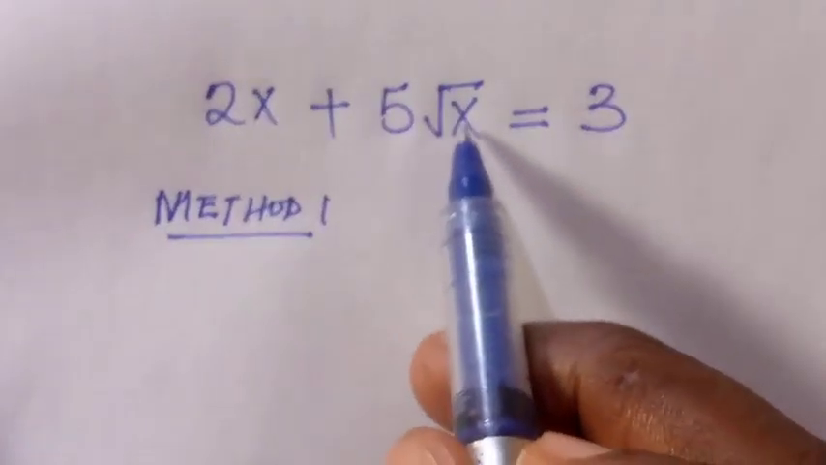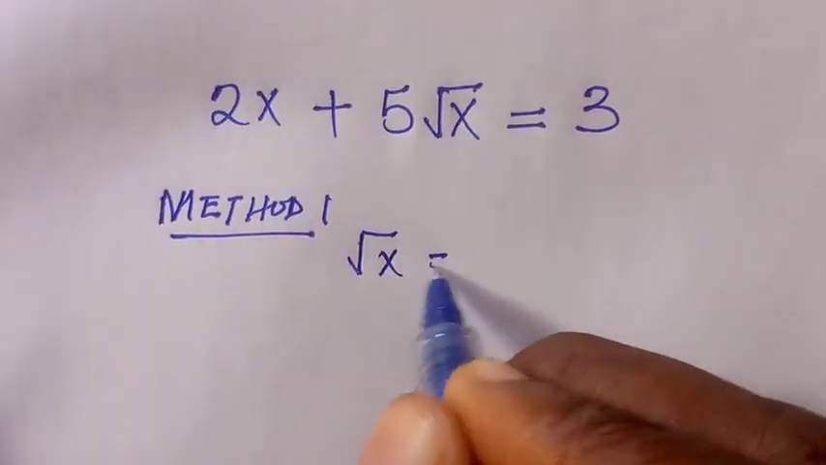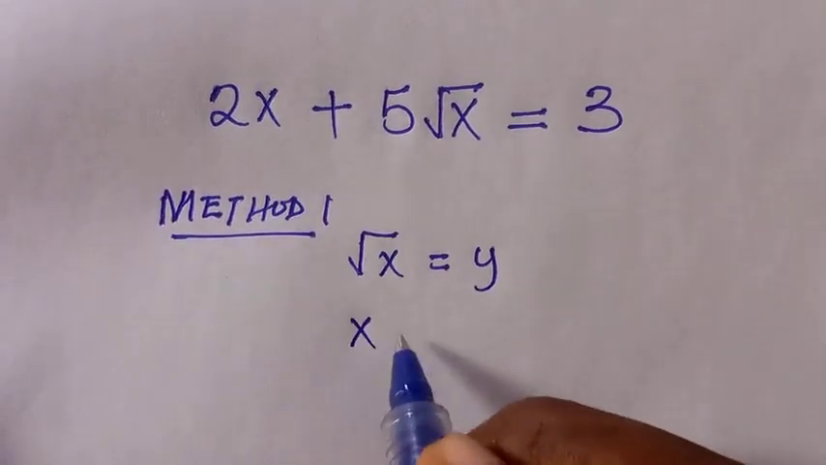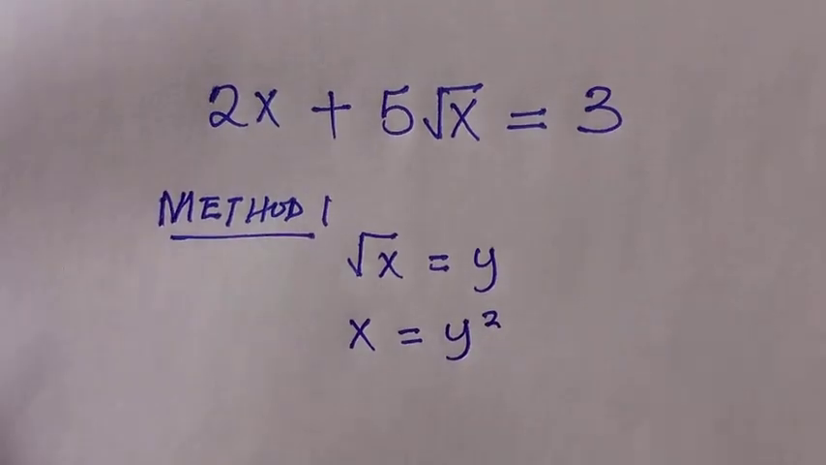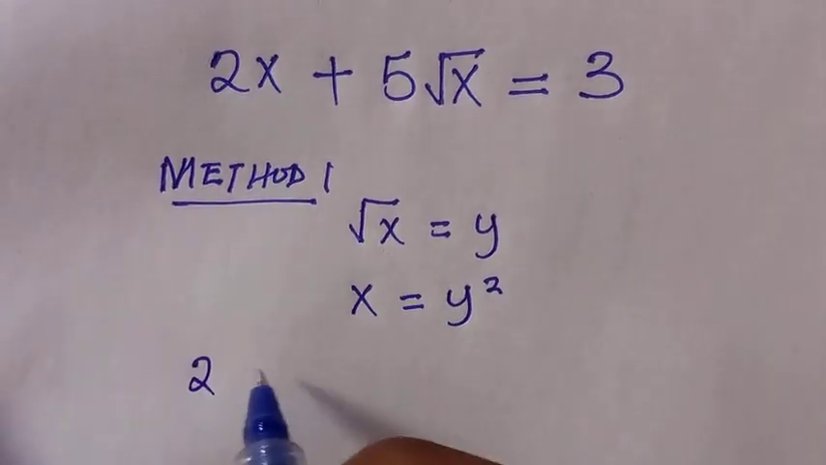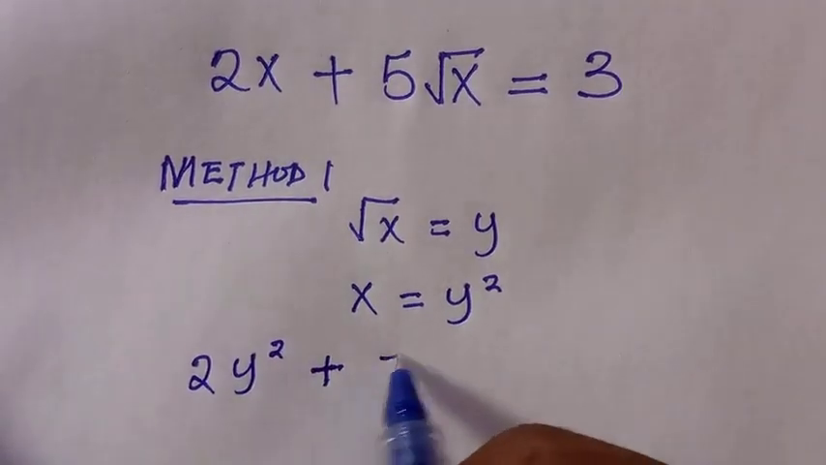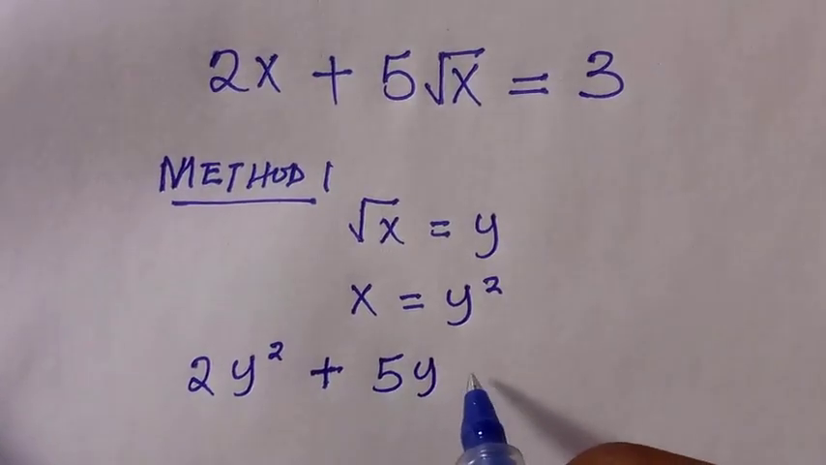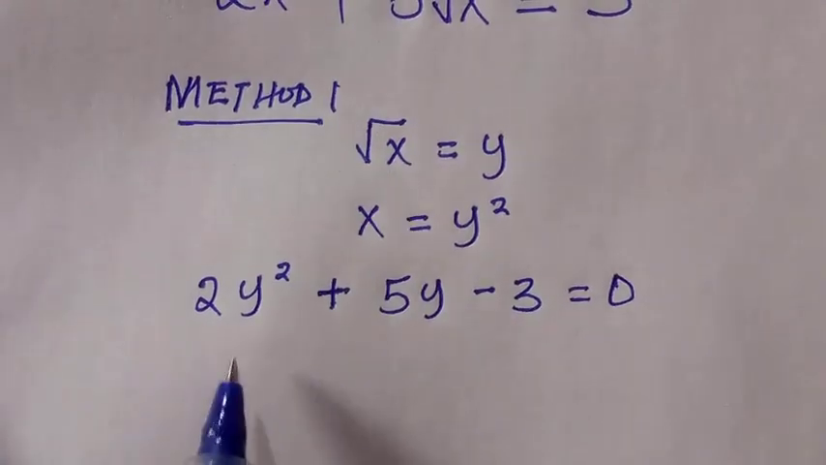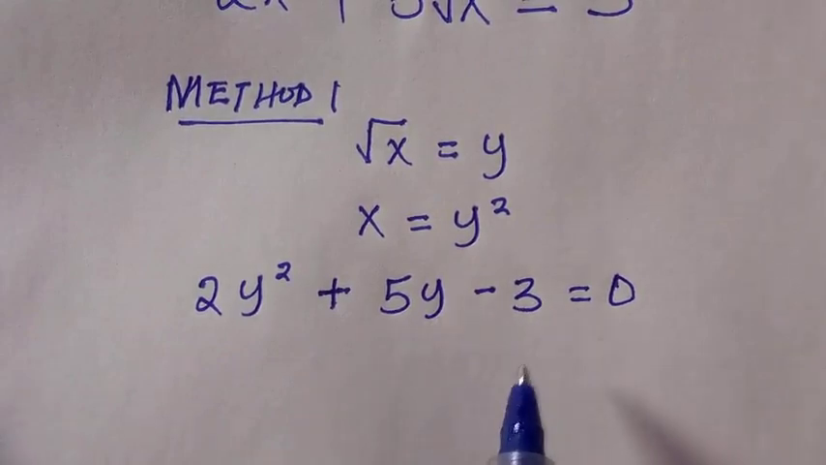If you let root x equals y, we have root x equals y. When we take the square of both sides, we have x equals y squared. Then we replace it in the question: instead of x, we have y squared, and instead of root x, we have y. So 2y squared plus 5y minus 3 equals 0. Here is now a standard quadratic equation.